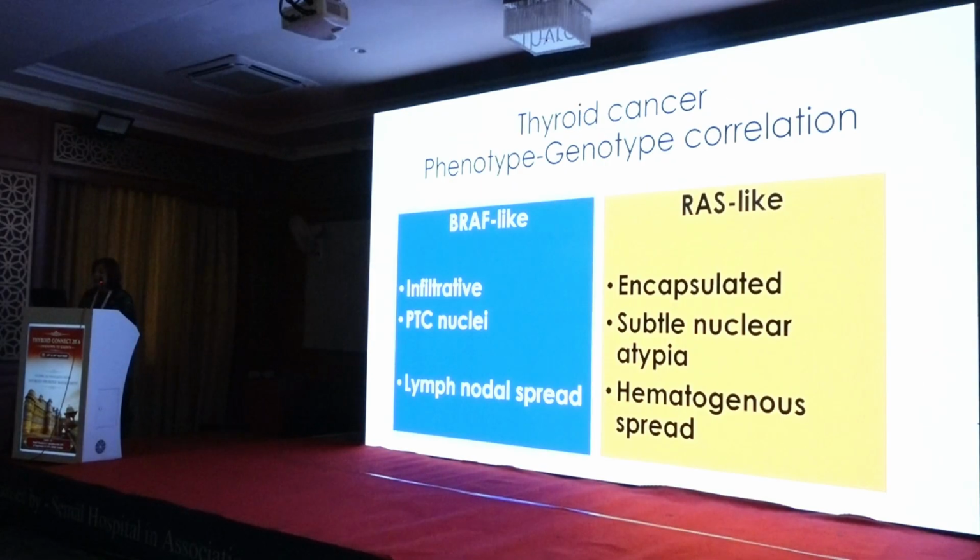So this is the basic pathology, that there are two types. BRAF-like, which are infiltrative, not encapsulated, have PTC-like nuclei, and have lymph node metastasis, whereas RAS-like are encapsulated, have a follicular pattern, have subtle nuclear features, not so classical PTC-like, and have hematogenous spread. So biologically and looks-wise, they look very different.